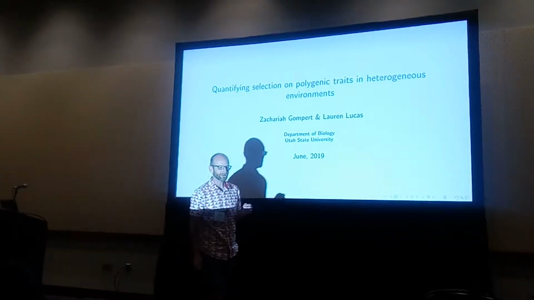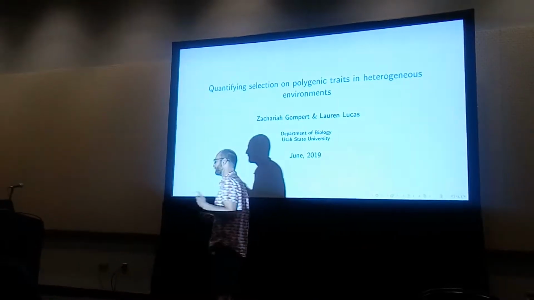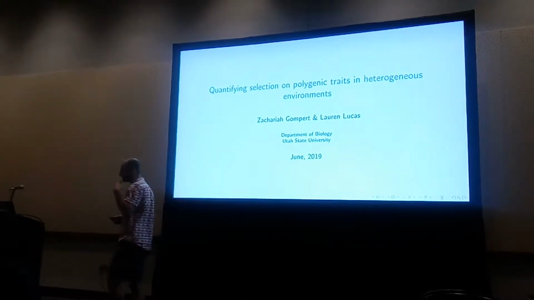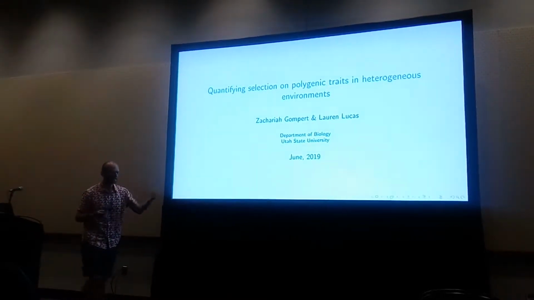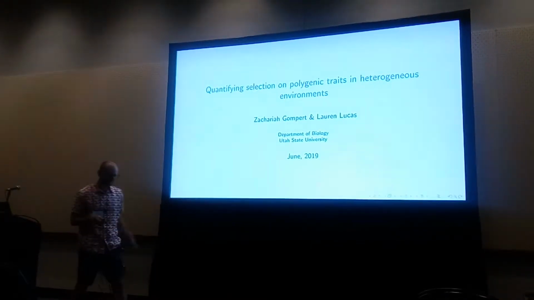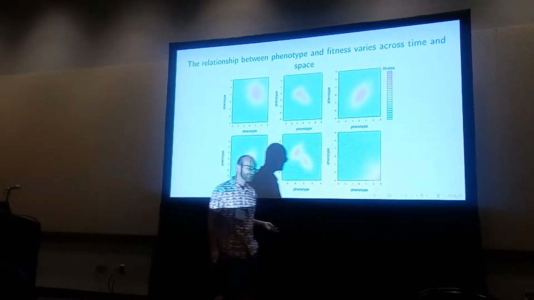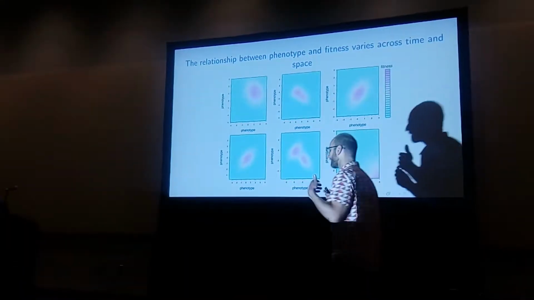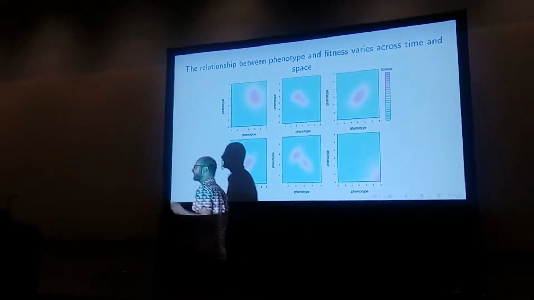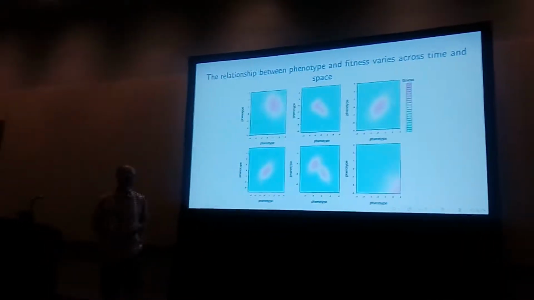What I want to do today is talk to you some about a new model I've been working on, a new approach for estimating selection on polygenic traits when it varies in space and time because of fluctuations in the environment. And we know that the relationship between phenotype and fitness can vary over both space and time, and consequently, the direction and magnitude of natural selection can vary over space and time.